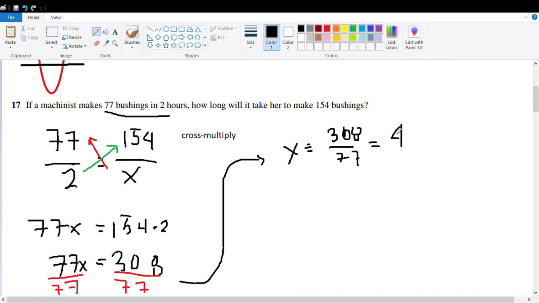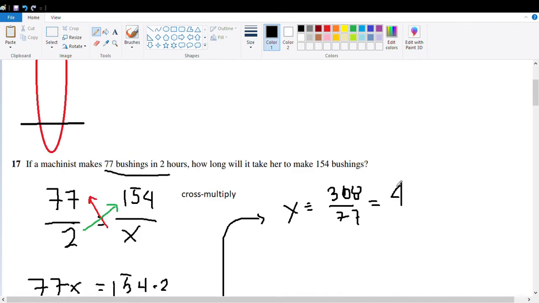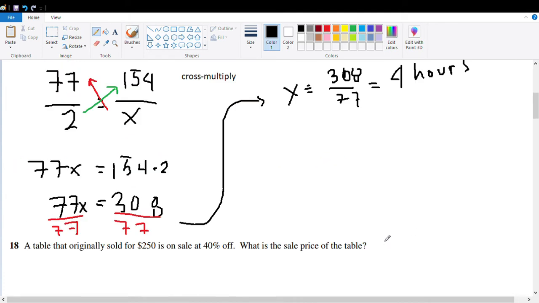Is there something missing here? Yes, there is something missing. What's missing? What kind of 4 is it? Is it bushings? No, what is it? Hours. So our final answer is 4 hours.